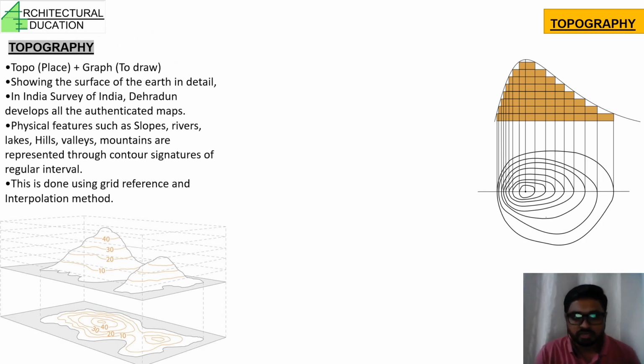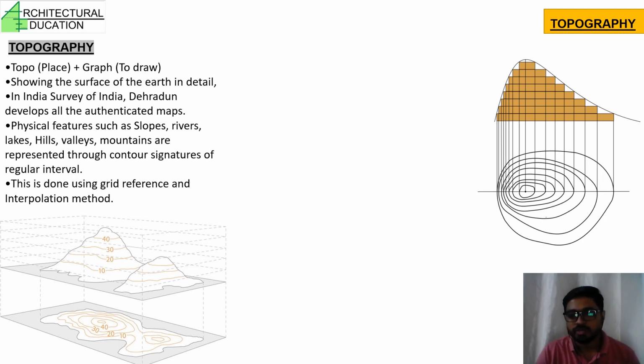Topography, the word itself is telling you topo and graphy. Just to draw a place, that is nothing but topography. Here you can see a place which is having some undulation in the form of a ridge or a mound or a mountain. So just by drawing it on a piece of paper in the form of a plan, we can actually see what kind of gradient it is going towards and how it is having a very steep slope over here. You can see in the elevation section which is drawn over here.